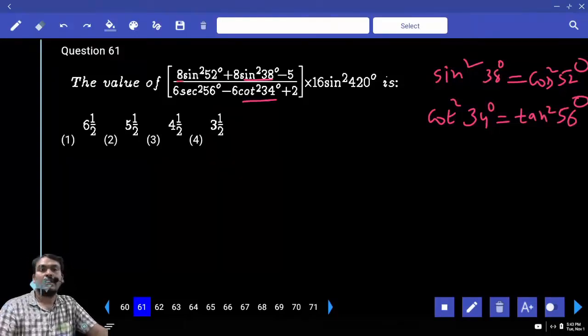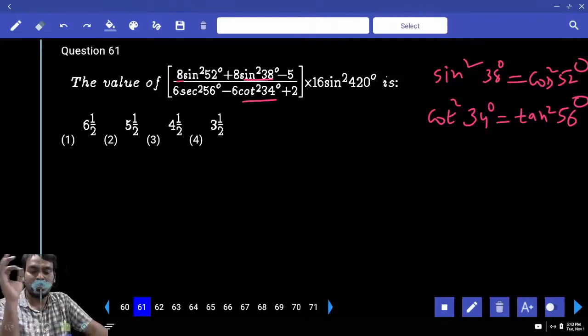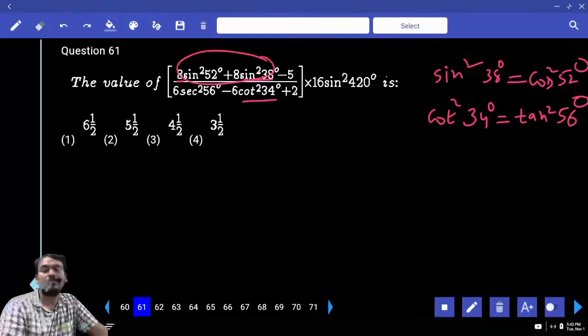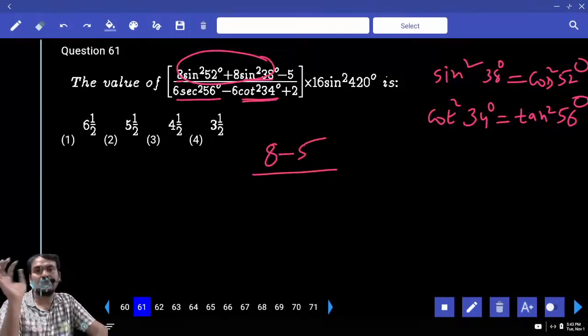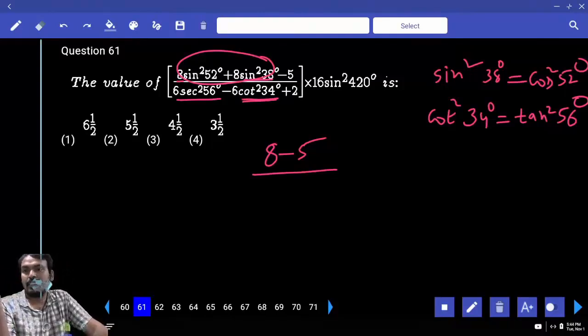What is the numerator? 8 common: 8 into sine square 52 plus 8 into cos square 52. Then 8 common means we write 8 into sine square 52 plus cos square 52. Sine square 52 plus cos square 52 means 1. The numerator is 8. Then we write 8 minus 5 by 6 into secant square 56 minus 6 into cot square 34. What is cot square 34? Tan square 56. Then we write 6 of secant square 56 minus tan square 56, which is 1. Secant square theta minus tan square theta is 1.